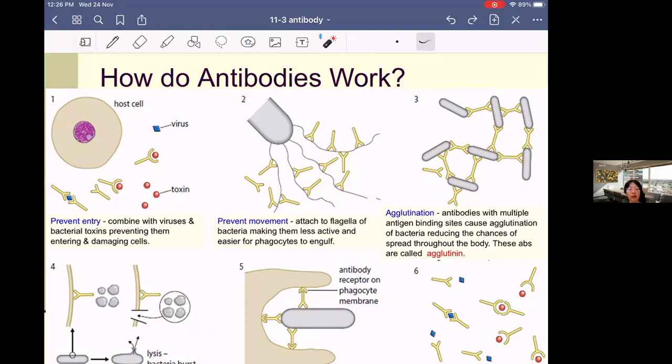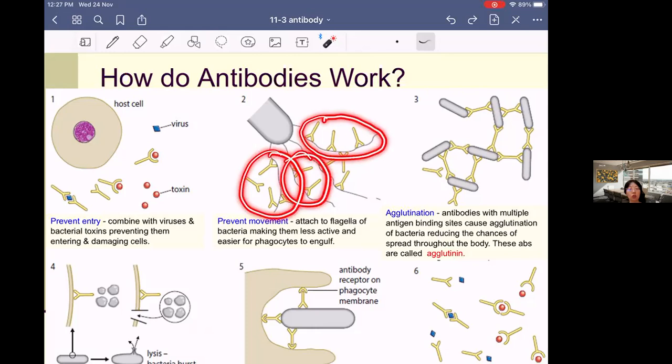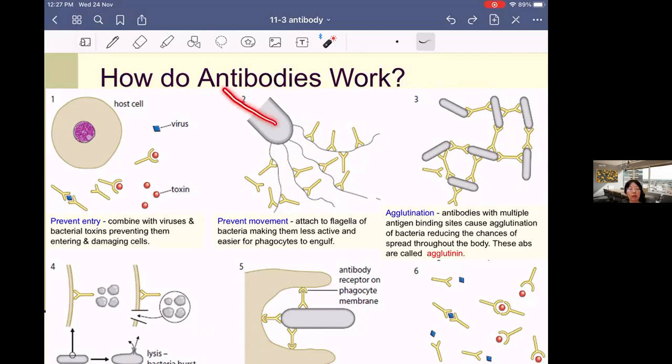So you can see in the diagram, the antibody binds to the flagella of the bacteria in this case here. So therefore, the flagella cannot move properly. It cannot propel the bacteria to move forward. So the bacteria that enters our body will remain in whichever location to be phagocytosed away. So it doesn't migrate to other parts of the body.